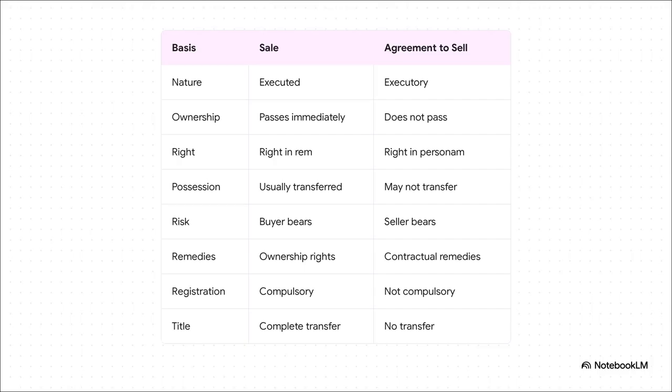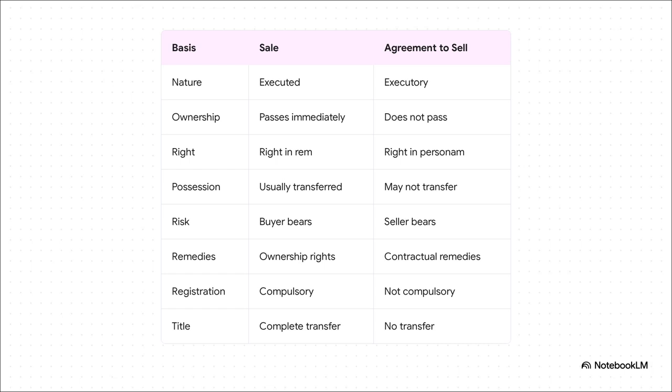First, on the basis of nature, a sale is an executed contract, while an agreement to sell is an executory contract. Next, ownership. In a sale, ownership passes immediately. In an agreement to sell, it does not pass. Third, right created. In a sale, it's a right in rem. In an agreement to sell, it's a right in personam.